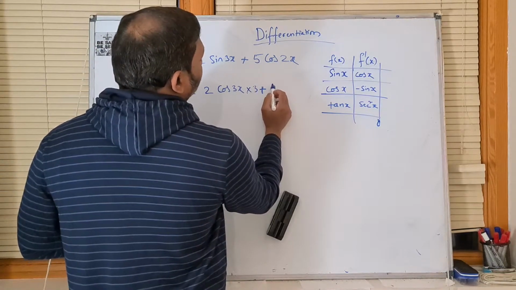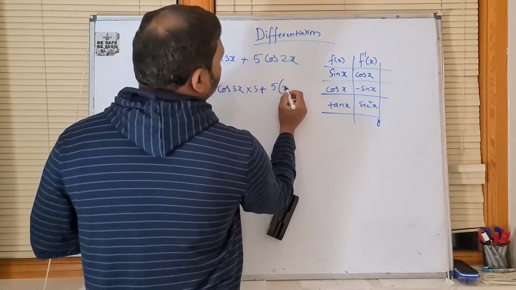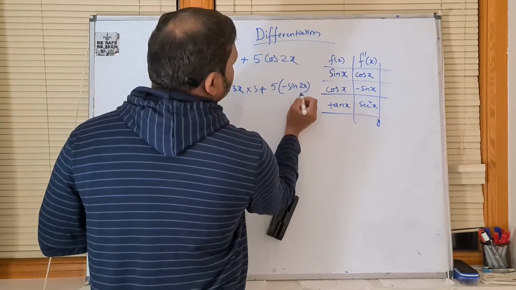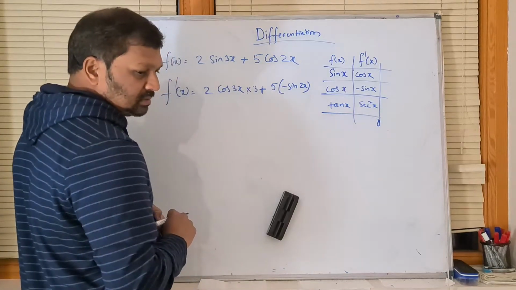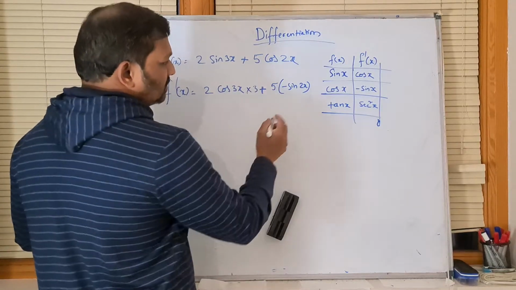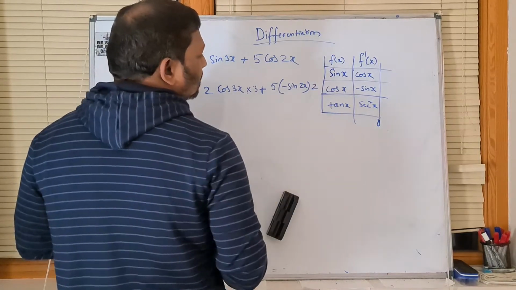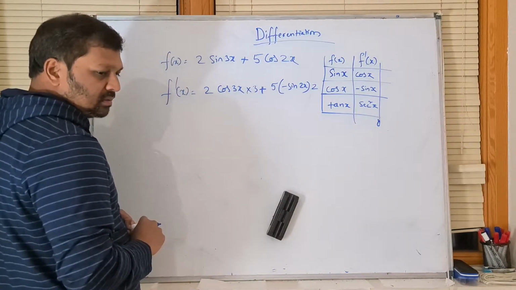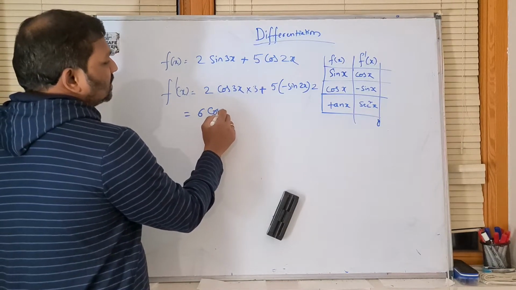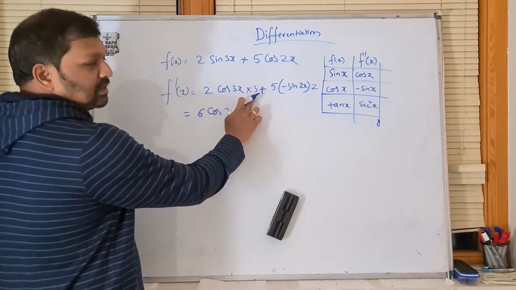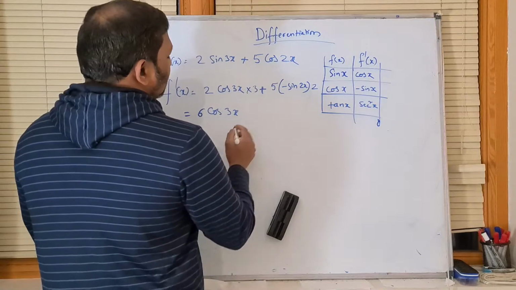Plus 5 cos 2x. What is its differentiation? Minus sine 2x, times the inner function derivative, 2. Don't say it with doubt. And 6 cos 3x. How did we get 6? 3 times 2 is 6. So 6 cos 3x.